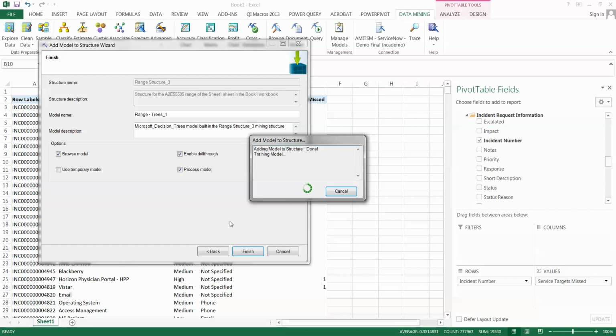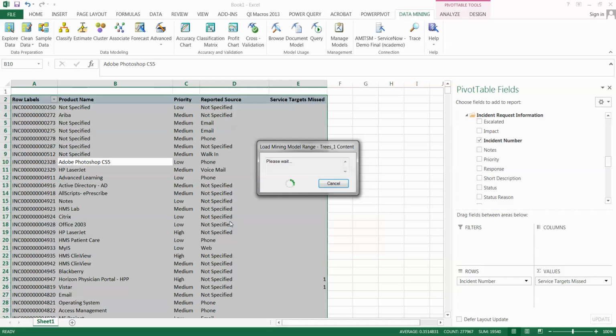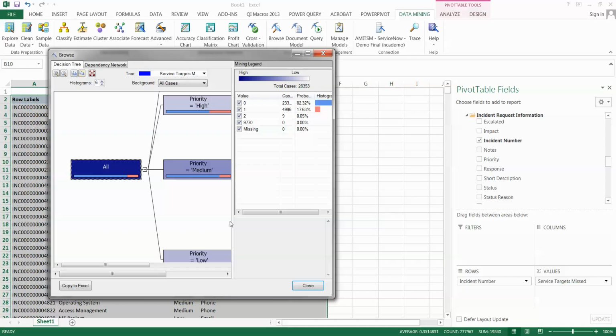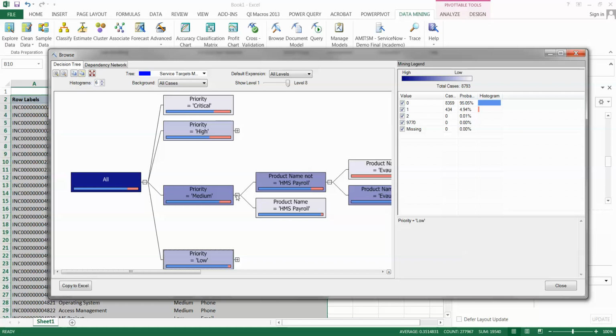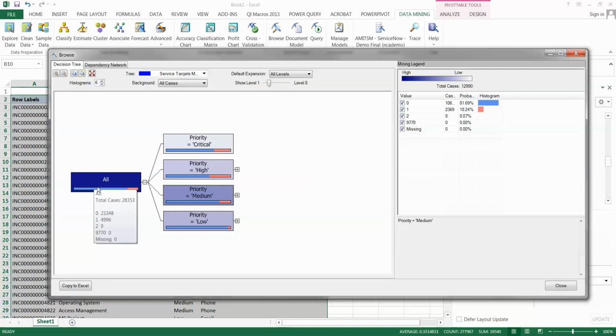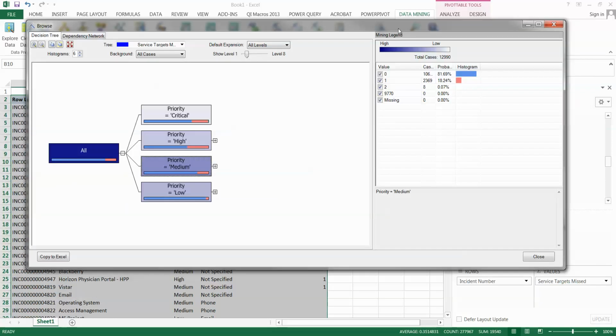Okay, so now we train the model, and it takes a little bit of time as well, but not quite as long as loading the structure. And one thing I didn't point out was that we actually did enable drill through. I'm going to go ahead and collapse this model so it makes a little bit more sense at first. And we can then begin to walk through the decision tree.